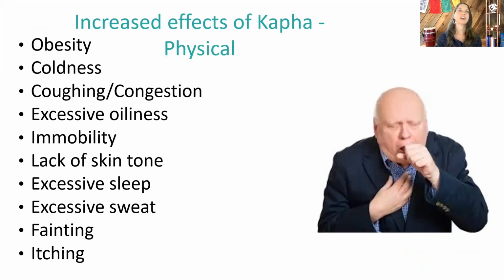When a kapha is out of balance physically, they're going to move to more obesity. They're going to physically feel colder. They'll have more coughing and congestion because kapha shows up more fully in the body, in the upper body. They'll have excessive oiliness. They'll have an inability to move. They'll just not want to move or be able to move. A lack of skin tone. They're going to just sleep all the time. They'll sweat more excessively. They're prone to fainting and to itching when there's increased and out of balance kapha in the physical system.